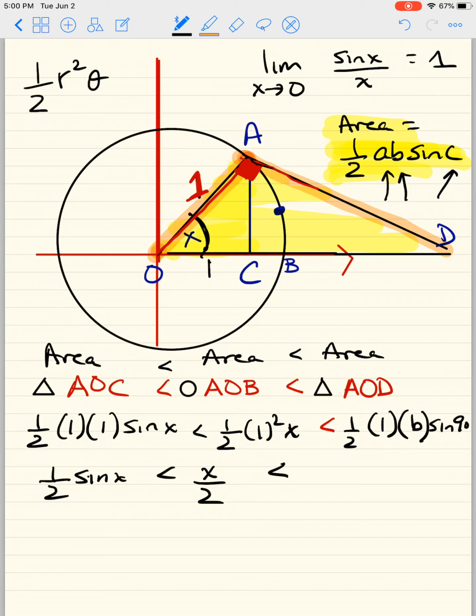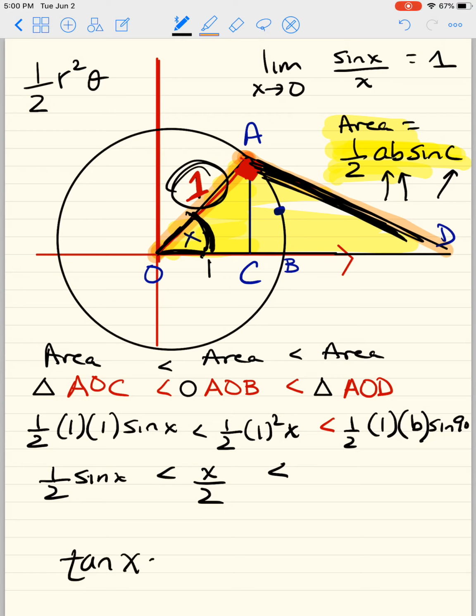So how do we get this side right here? Well, I can just use SOHCAHTOA. So what I'm going to do is locate this angle x here, which I have right here, and I'm going to say that's going to be opposite over adjacent. So I'm going to say that tan of x is equal to side AD, which I'll just call B from now on, side AD, which is opposite, over adjacent, which is 1. So what is B? B is actually tan x.